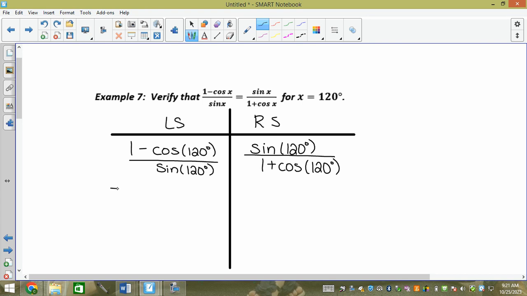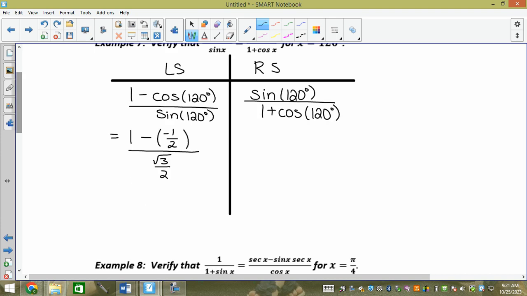So here we get 1 minus what? What's cos at 120? Yeah, negative half. And then what's sine at 120? Root 3 over 2. Am I allowed to flip that root 3 over 2 currently? No, because I need a full fraction numerator over a full fraction denominator. I cannot do the flippy. Okay? So if I want to, I can keep working on this side.